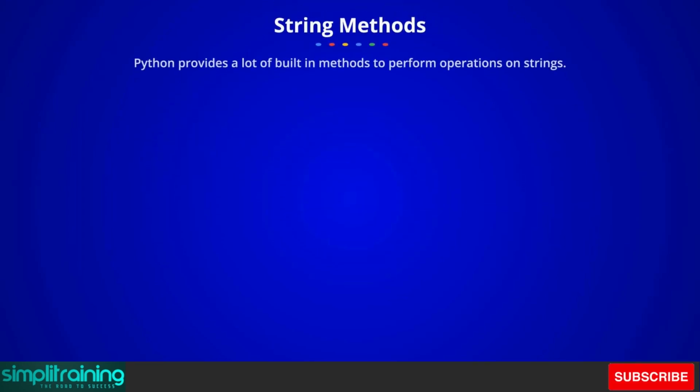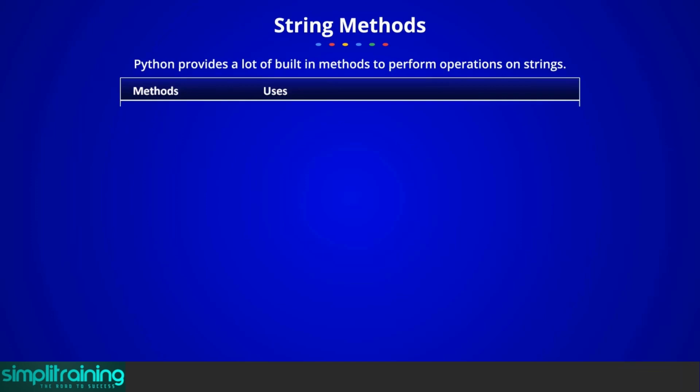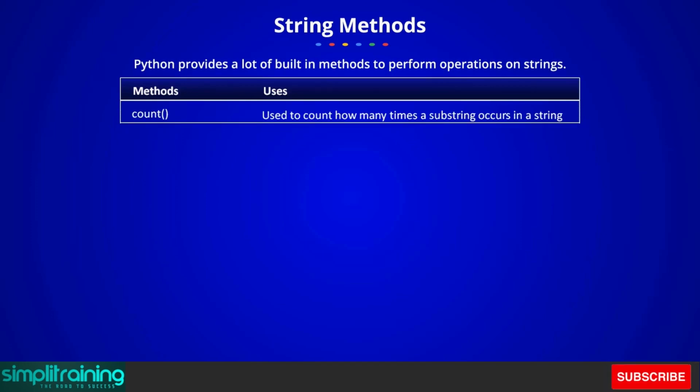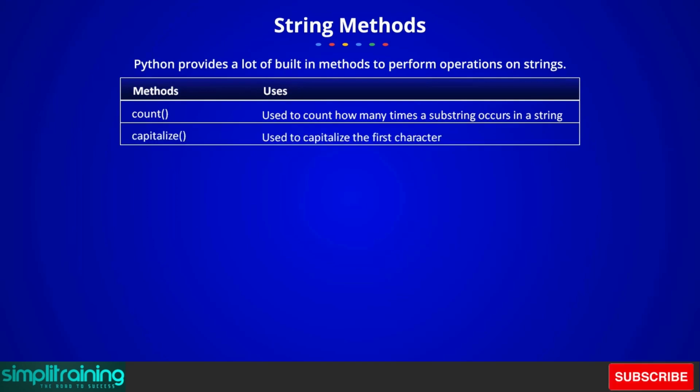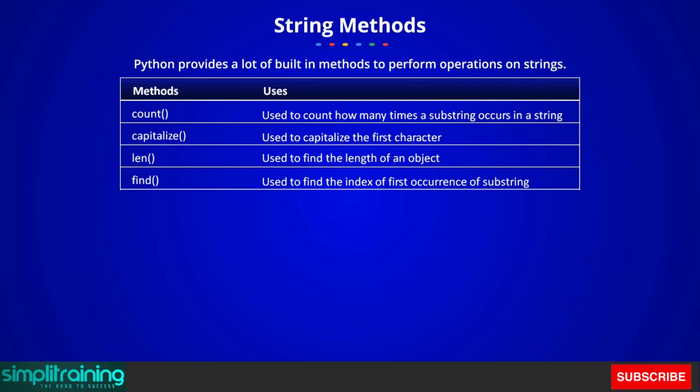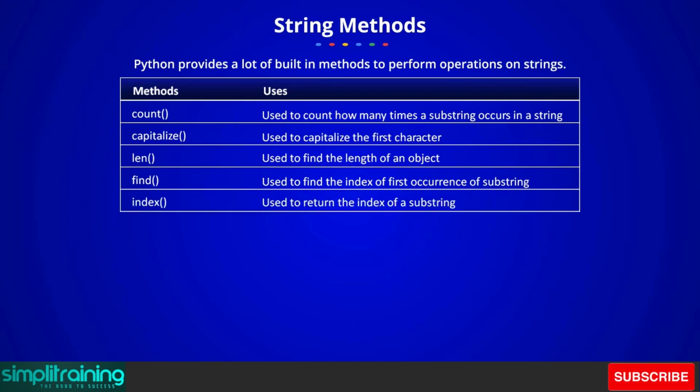String methods. Python provides several built-in methods to perform operations on strings. Some of these methods are count, which is used to count how many times a substring occurs in a string. Capitalize, used to capitalize the first character. Len, used to find the length of an object. Find, used to find the index of first occurrence of substring within a string. Index, used to return the index of a substring.